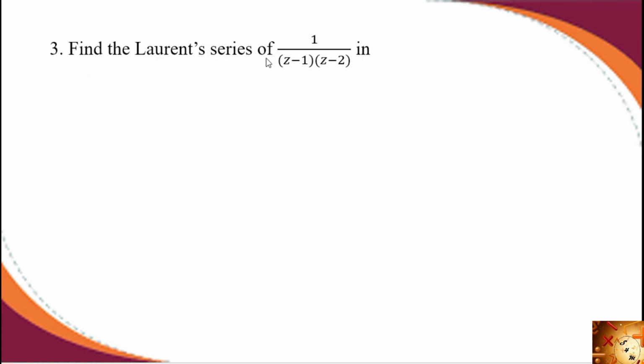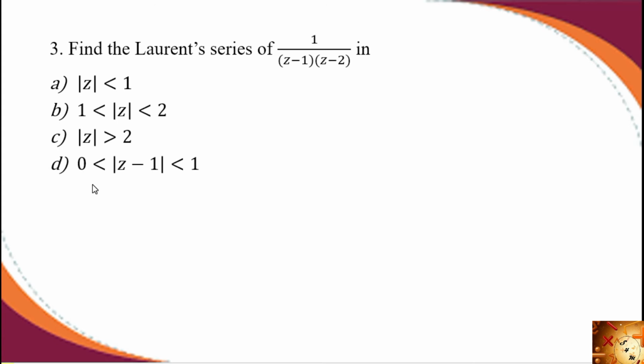Next one, find the Laurent series of 1 divided by (z minus 1) into (z minus 2) in mod z less than 1, 1 less than mod z less than 2, mod z greater than 2, 0 less than mod z minus 1 less than 1. Here we want to expand this function in these 4 regions. First of all, look at the function. Here in the numerator 1 and in the denominator there are product of linear factors. So here we want to use partial fraction.